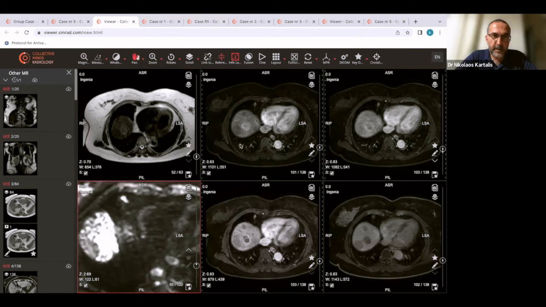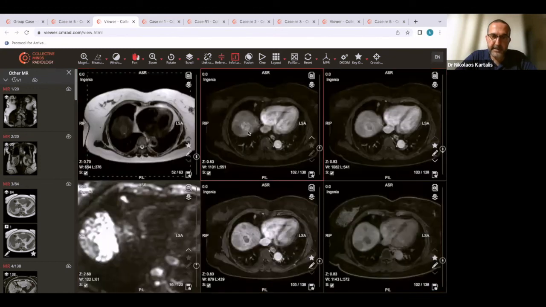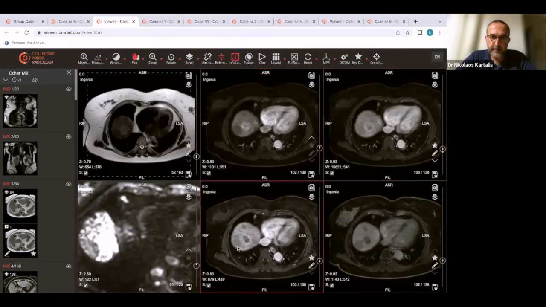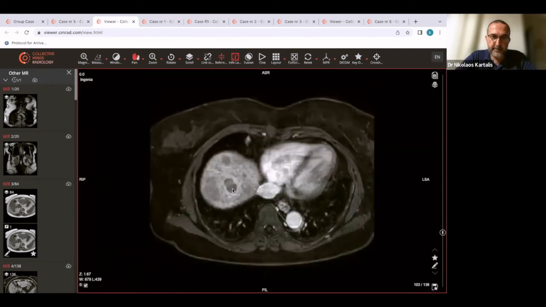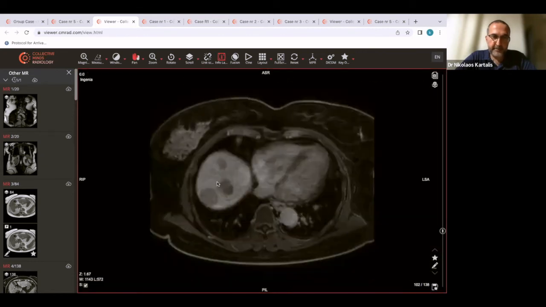So we have one lesion here. Okay, we see it very beautifully. This is the late arterial phase. This is the portal venous phase. This is the 3-minute phase. And this is the hepatobiliary phase.